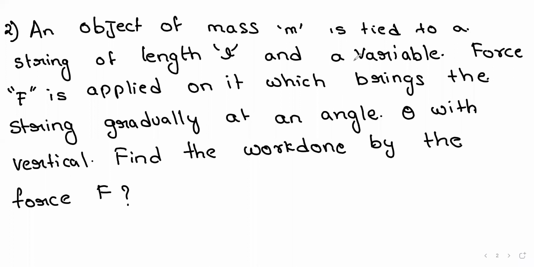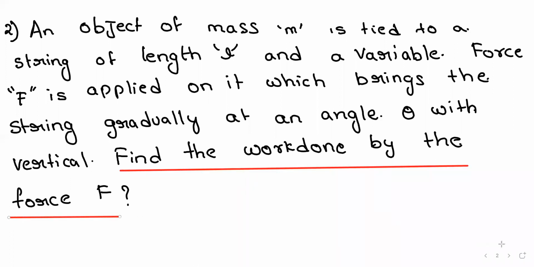An object of mass m is tied to a string of length L and a variable force F is applied on it, which brings the string gradually at an angle theta with the vertical. Find the work done by the force F. So here we have to find the work done by the force F.